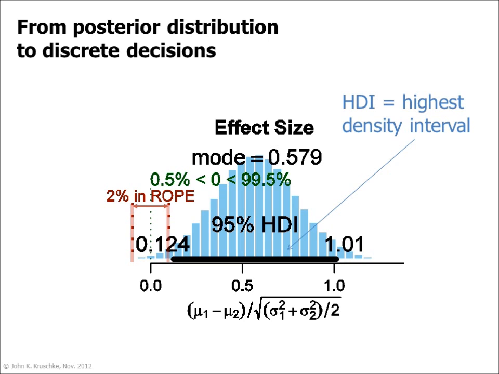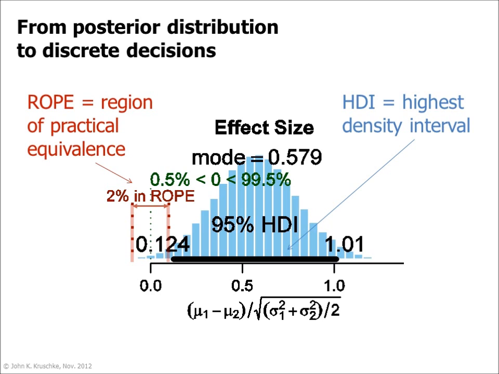Sometimes researchers want to decide whether a difference of 0 is credible given the data. Our decision rule involves a region around 0 that includes differences that are equivalent to 0 for practical purposes. In this example, I chose a region that goes from negative 0.1 to positive 0.1 because an effect size of 0.1 is conventionally called small. The figure has this region of practical equivalence, or ROPE, marked by red vertical lines.